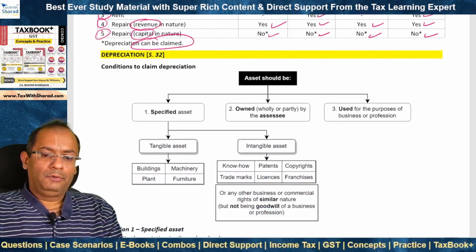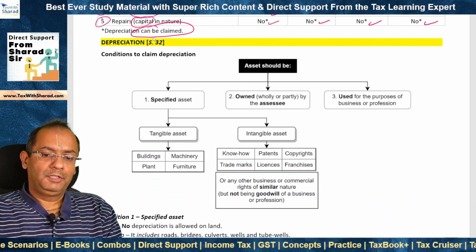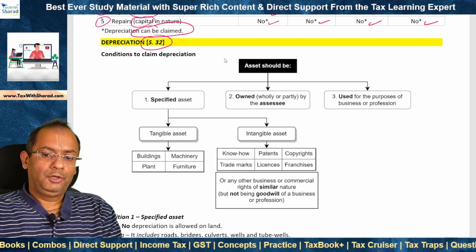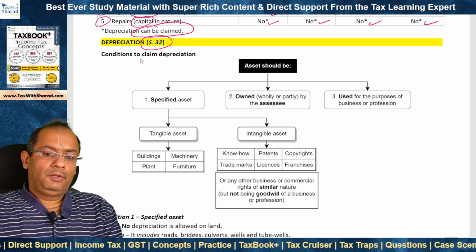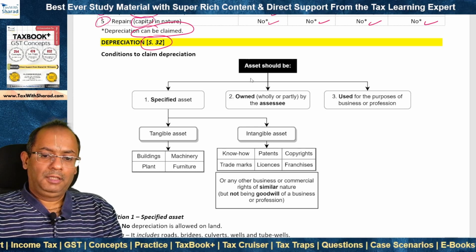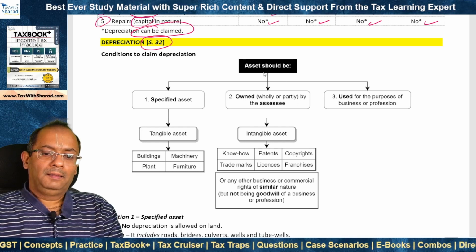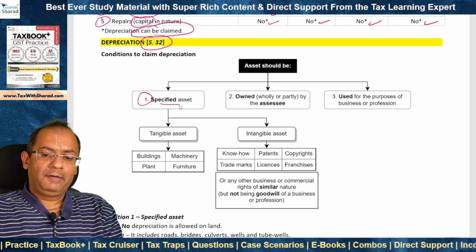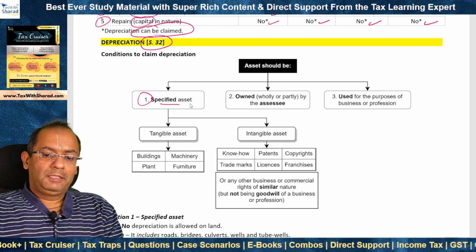We now look at the provisions regarding depreciation which are contained in section 32. First, we look at the conditions to claim depreciation. There are three conditions basically. The asset should be, one, a specified asset. What is a specified asset?